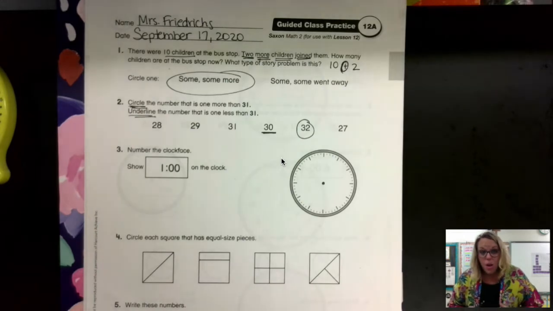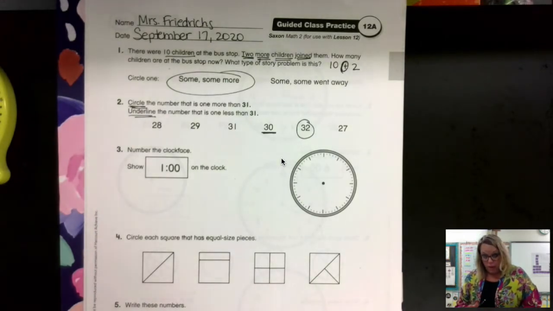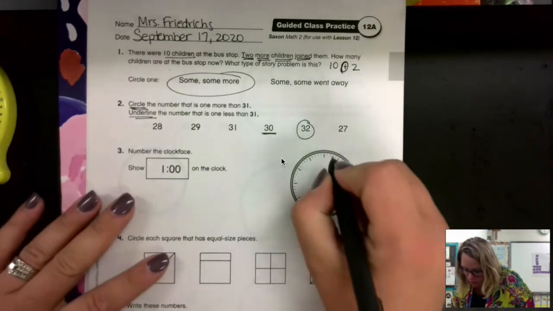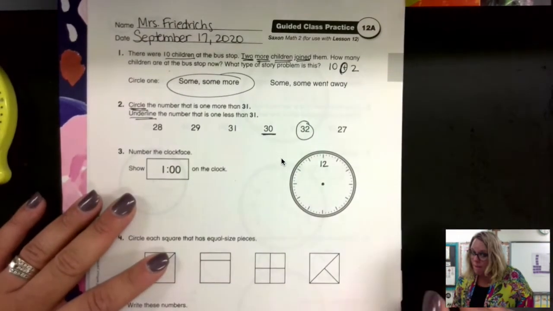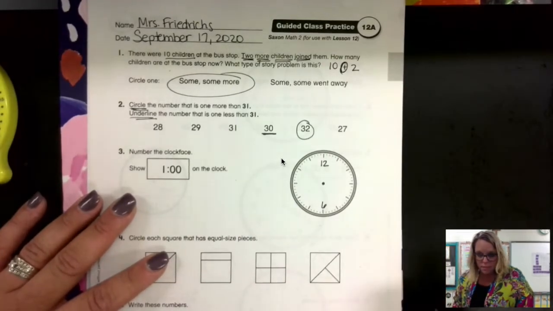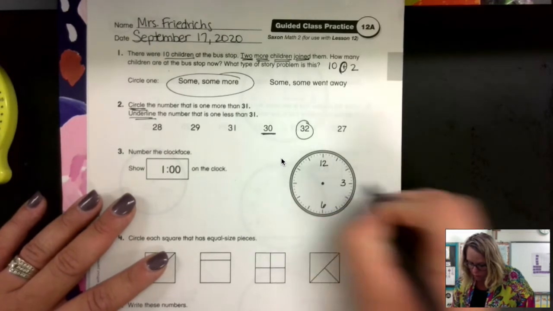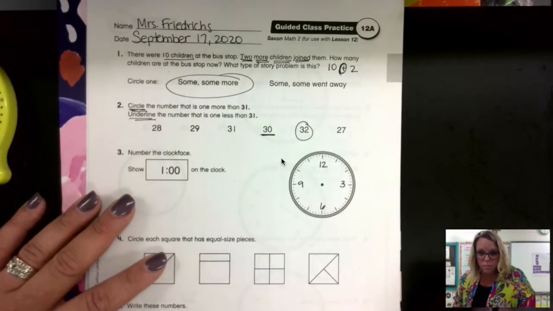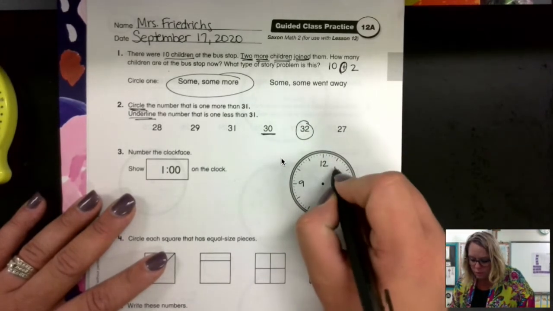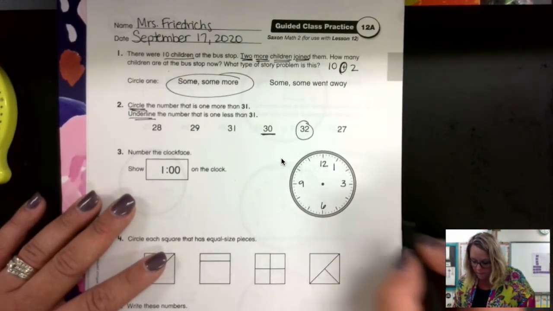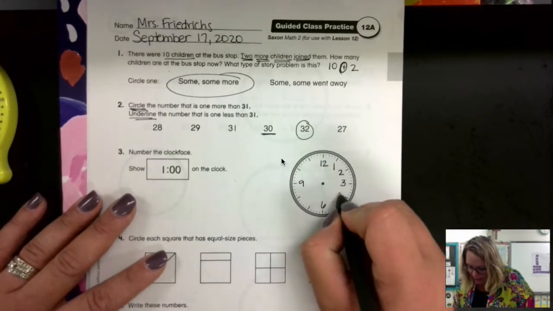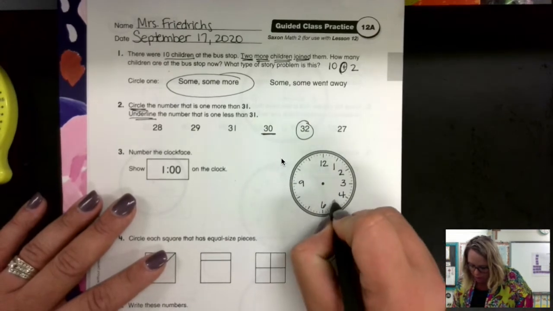Let's look at number 3. We have 2 jobs for number 3. The first job is to number the clock face. Notice I'm not moving my paper. 12 and 6, 3 and 9. Notice I still didn't move my paper. Now I have to fill in those missing numbers. After 12 is not 13, it's 1. And then 2. And notice my numbers are in an appropriate size for the paper and the clock.